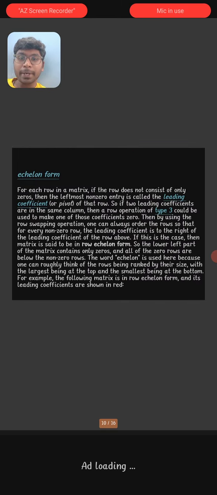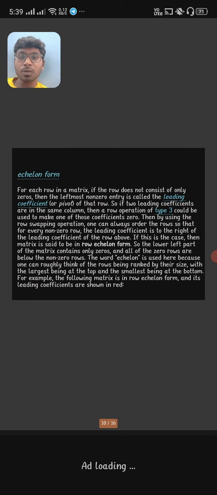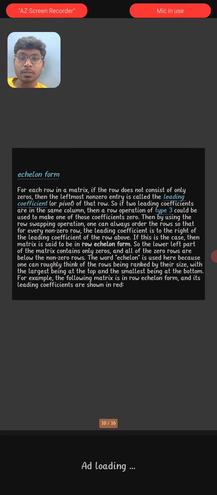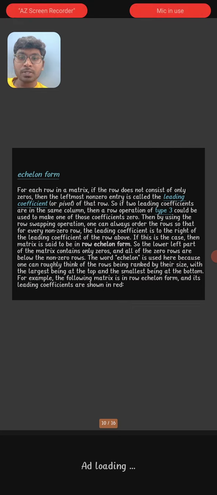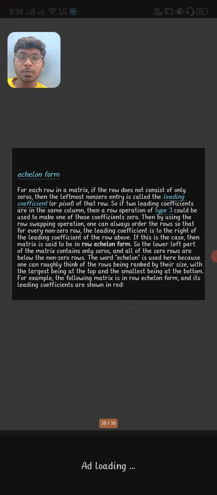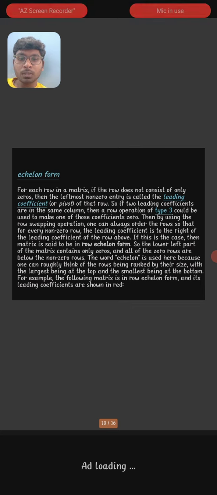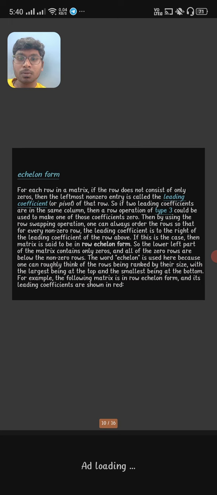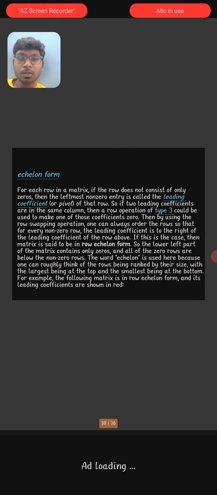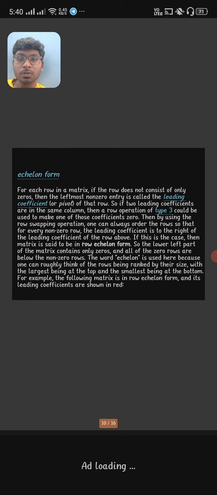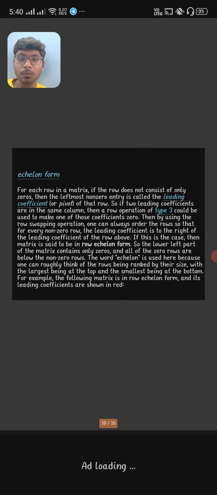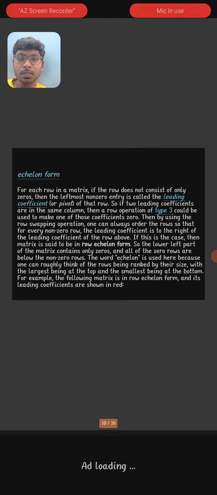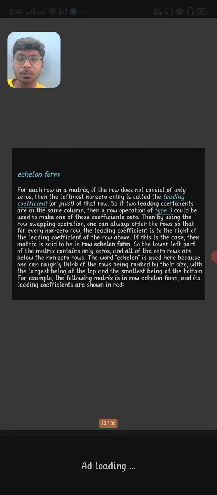Echelon form. For each row in a matrix, if the row does not consist of only zeros, then the leftmost non-zero entry is called the leading coefficient of the row. So if two leading coefficients are in the same column, then a row operation of type 3 could be used to make one of those coefficients 0. Then by using the row swapping operation, one can always order the rows so that for every non-zero row, the leading coefficient is to the right of the leading coefficient of the row above. If this is the case, then the matrix is said to be in row echelon form.